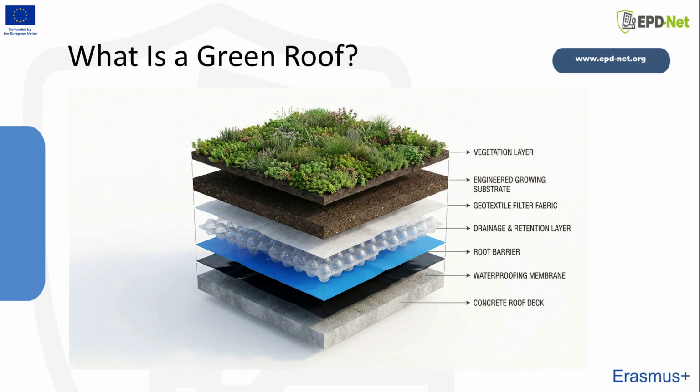Simulation typically revolves around design variables such as substrate depth and composition, vegetation properties, drainage capacity, and irrigation strategy, all constrained by structural load and maintenance requirements. Also remember that green roofs are not maintenance-free. Simulation assumptions should include realistic upkeep conditions.